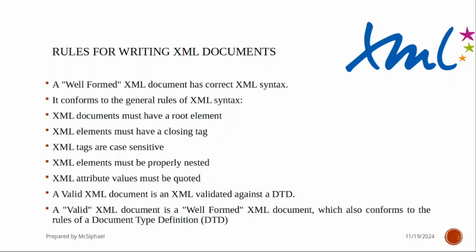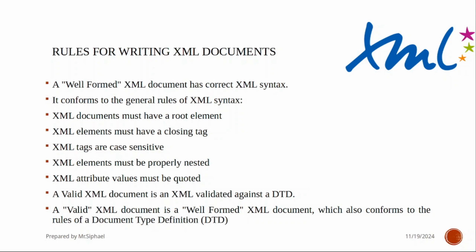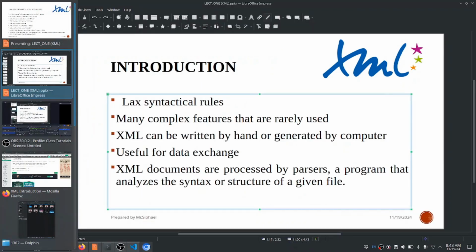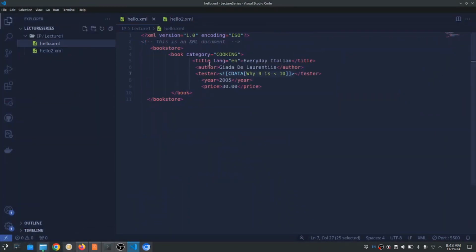XML documents must have a root element. We'll see what this root element is, but it has to have a root element. XML elements must have a matching closing tag. So you define an element, you must have a matching closing tag for that element. XML tags are case sensitive, meaning for example, if you have a name tag opened, you have to have a corresponding closing tag.